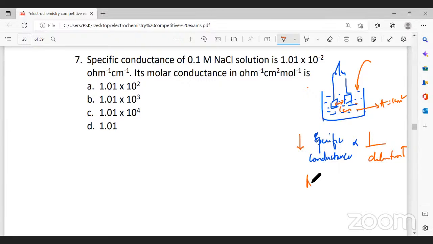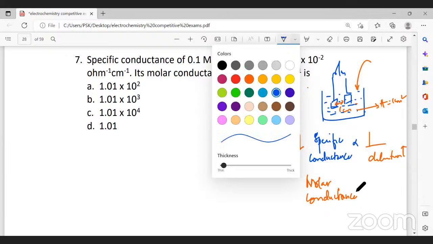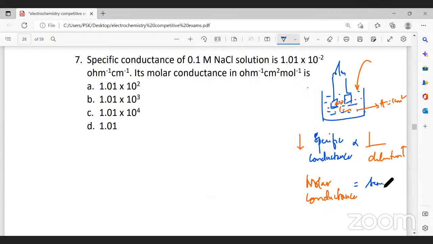Now, what happens to molar conductance? It's an important question. What happens to molar conductance on dilution? It remains almost the same. Why? Because the conductivity of 1 mole of ions, irrespective of dilution, the number of ions remains the same. Therefore, molar conductance remains almost the same on dilution. Did you follow these 2 points? Yes, sir. Now, the 7th question, we'll work some problems again and continue to the next topic.